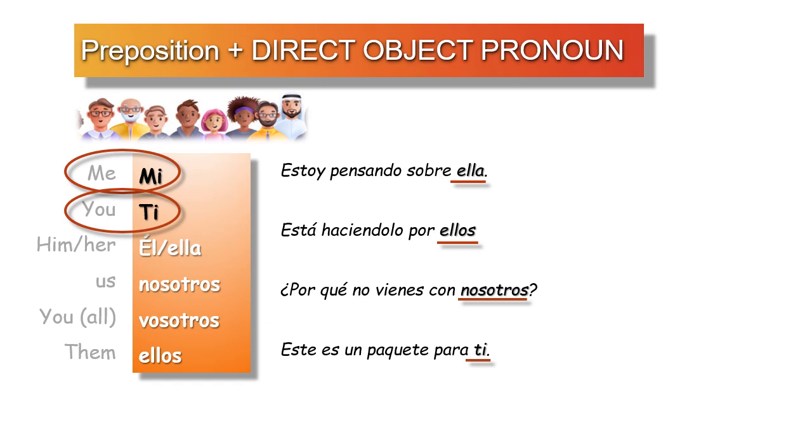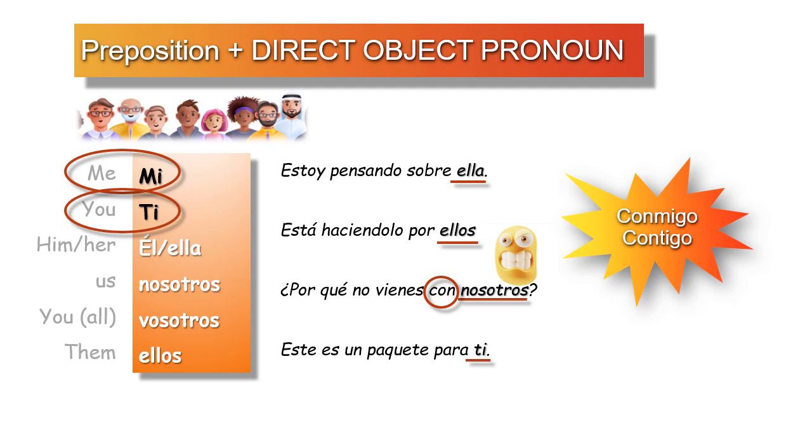And we have an exception of the exception with con, with. They change to conmigo, contigo, for with me and with you. And just one last thing. Where is it? Like in I'm on it.